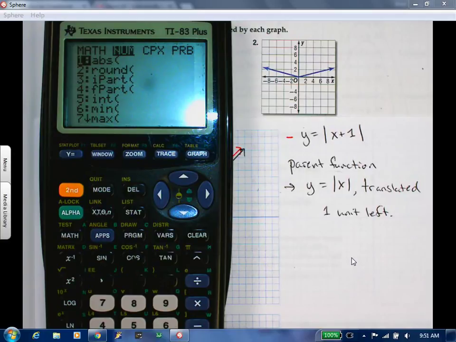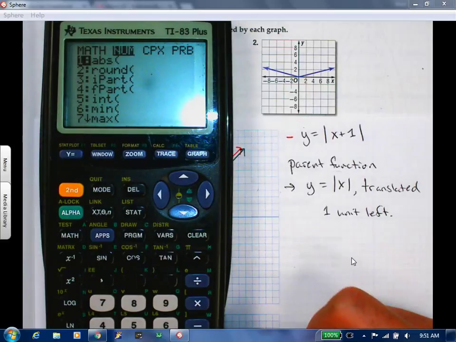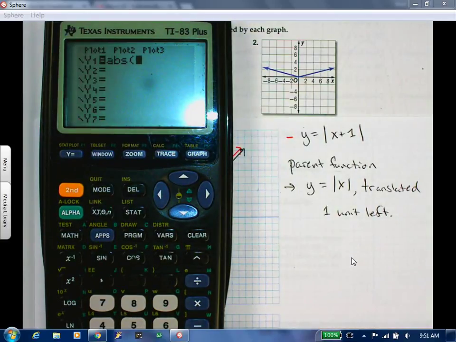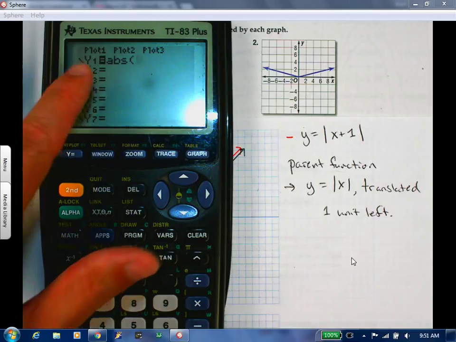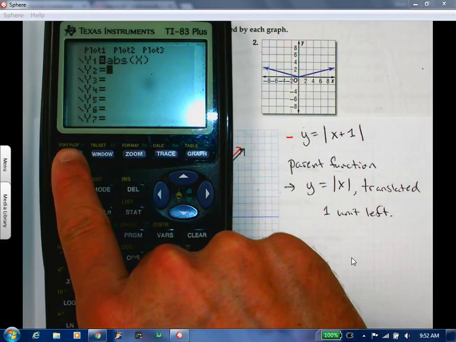So y equals, Math, ABS. So absolute value, that stands for absolute value of x. That's the first one, should look like that. How did you get into that y1? Okay, you have to be on y equals first. Up in the top left, y equals.